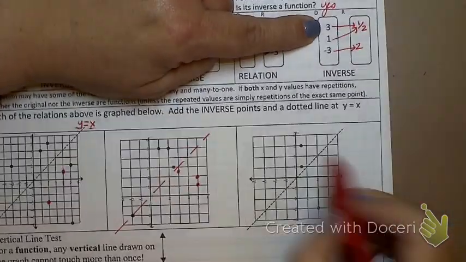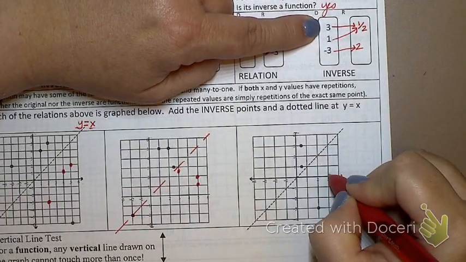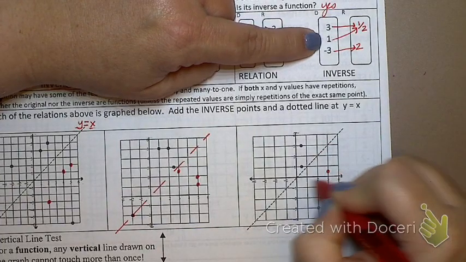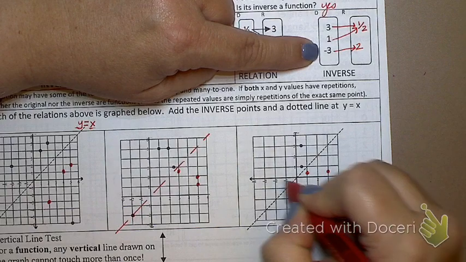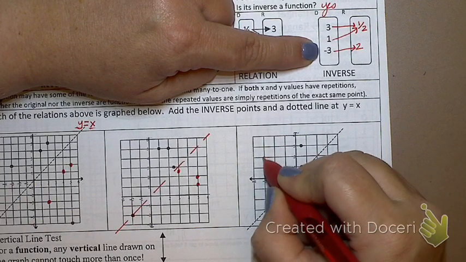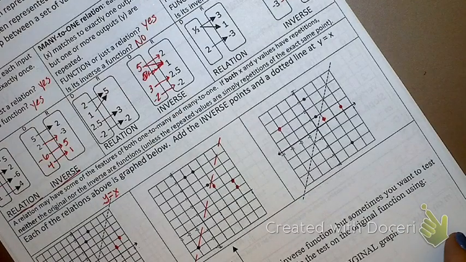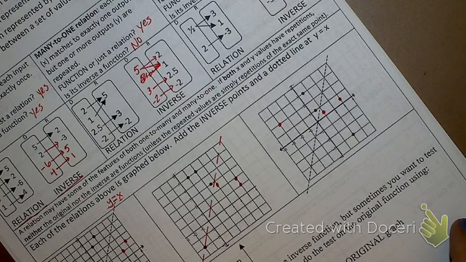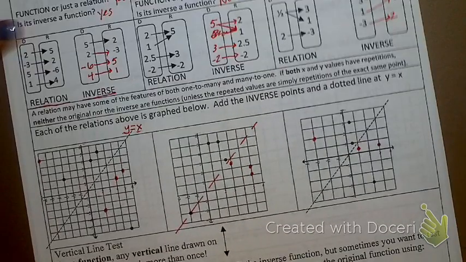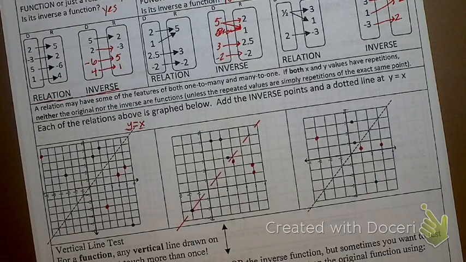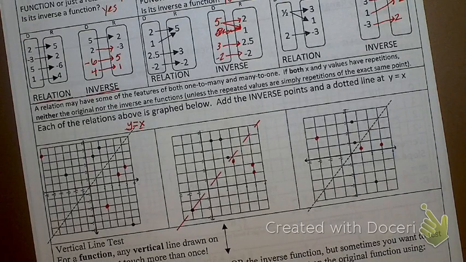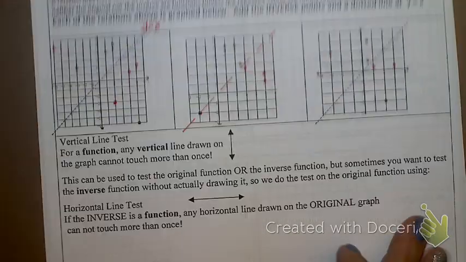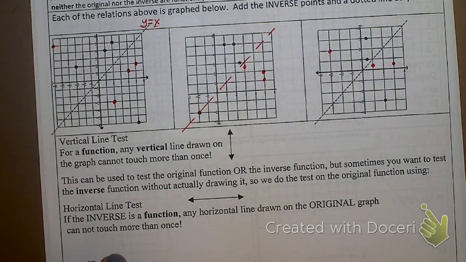Let's graph 3, 1/2, 1, 1/2, and negative 3, 2. Does it still follow that reflection? Yes, it does. Okay, so that's what a simple set of points looks like if you're going to graph it in its inverse. Okay? All right. Let's talk about two important things.